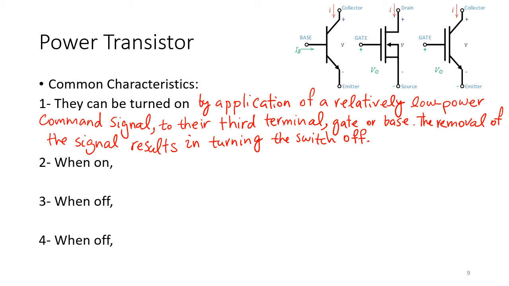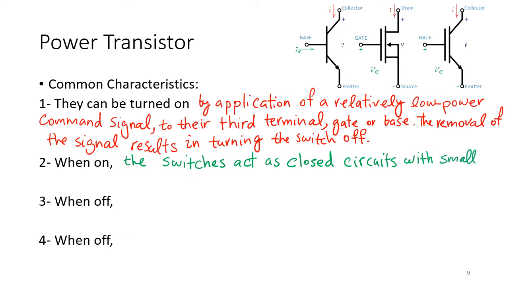Similar to diode, when they are on, they very much work like a closed circuit. It's similar to a wire. The voltage drop between collector and emitter, and in case of the MOSFET between drain and source, is very small. In many cases, it's ignored as zero. So when on, the switches act as closed circuits with small voltage drop, similar to diodes.